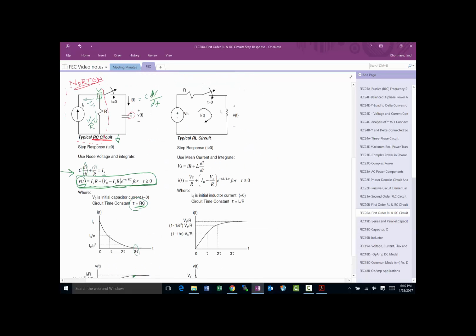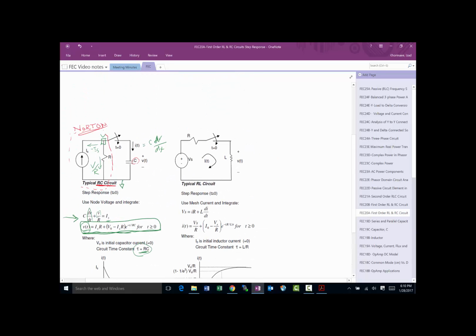Okay, so now let's go ahead and take a look at the inductor. The inductor is very similar to the capacitor. This is the RL circuit, and if you really pay attention, you see that the circuit that is feeding this is basically a Thevenin equivalent.